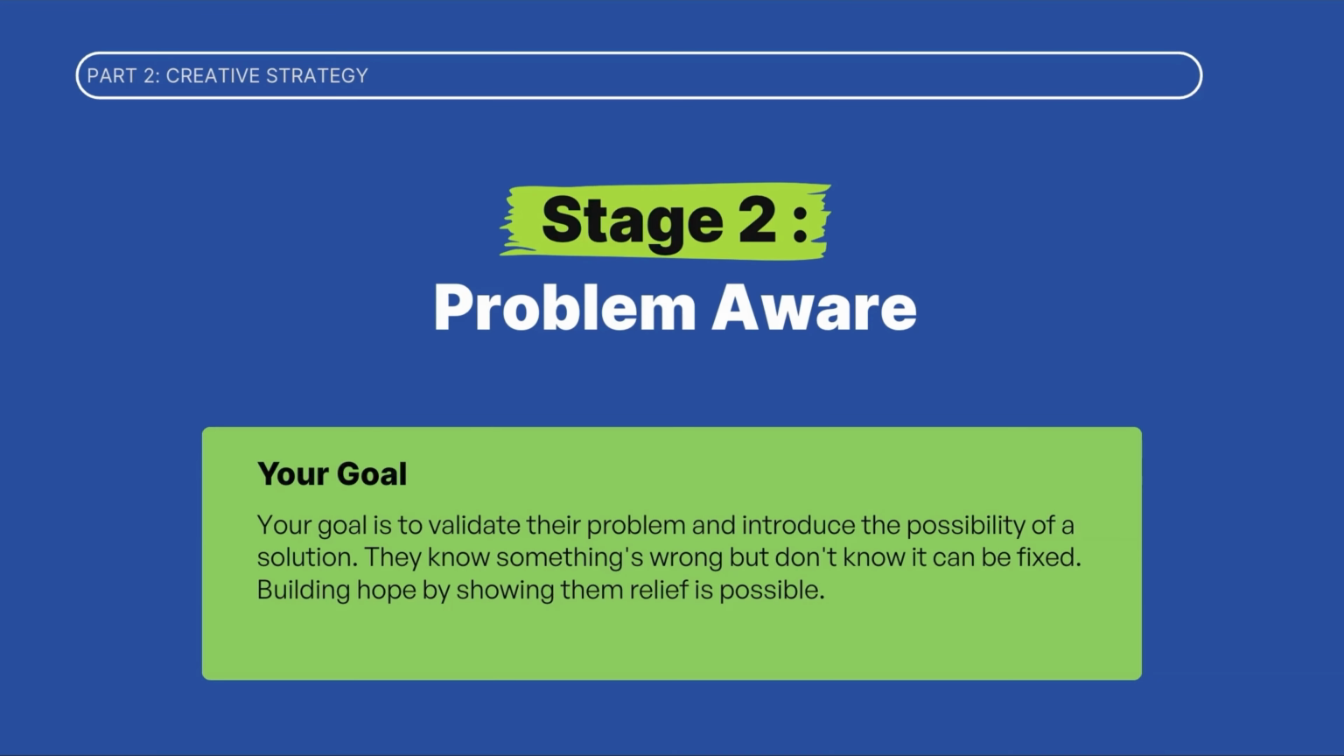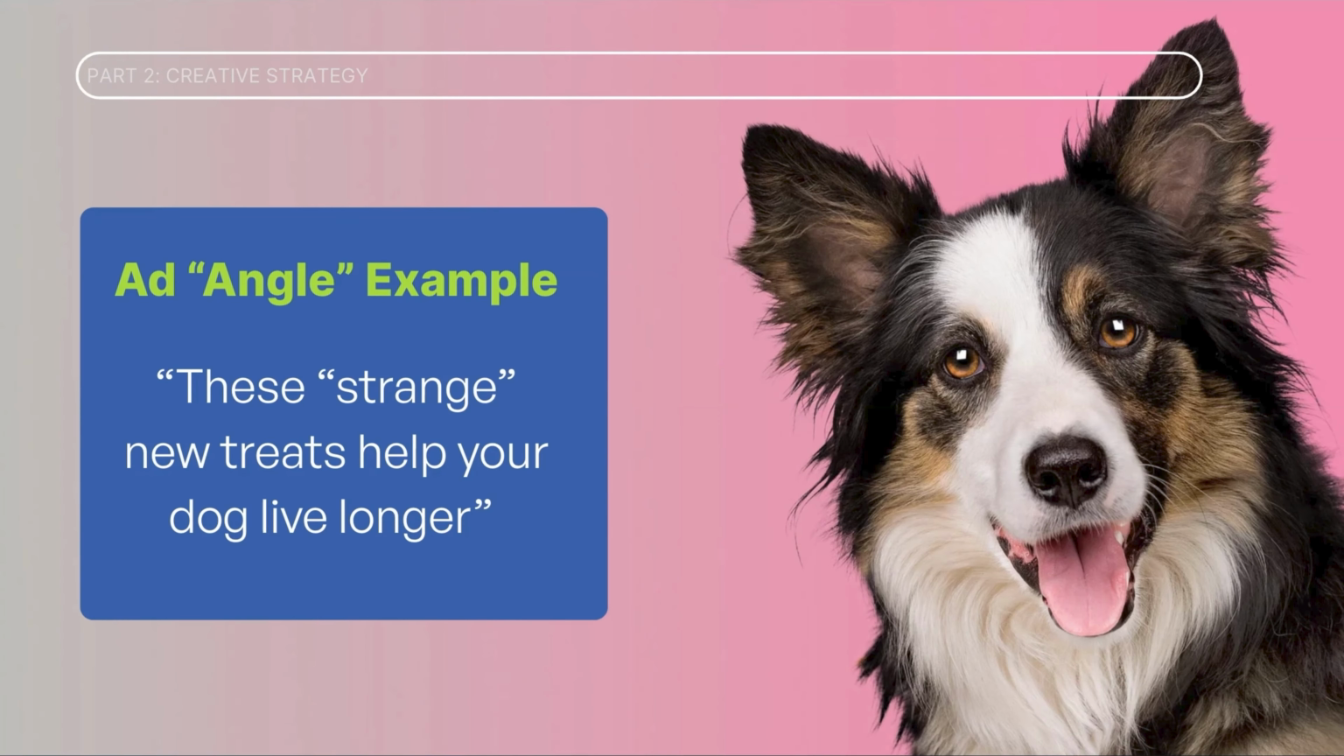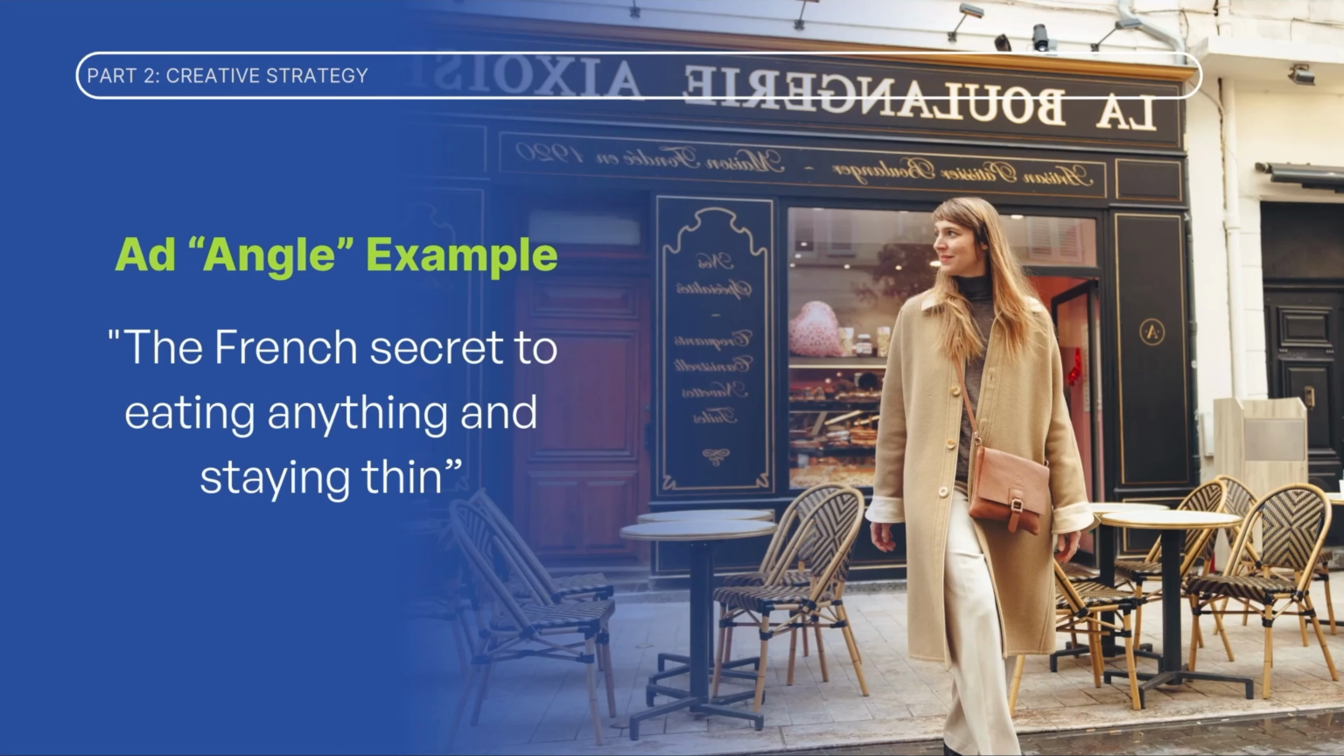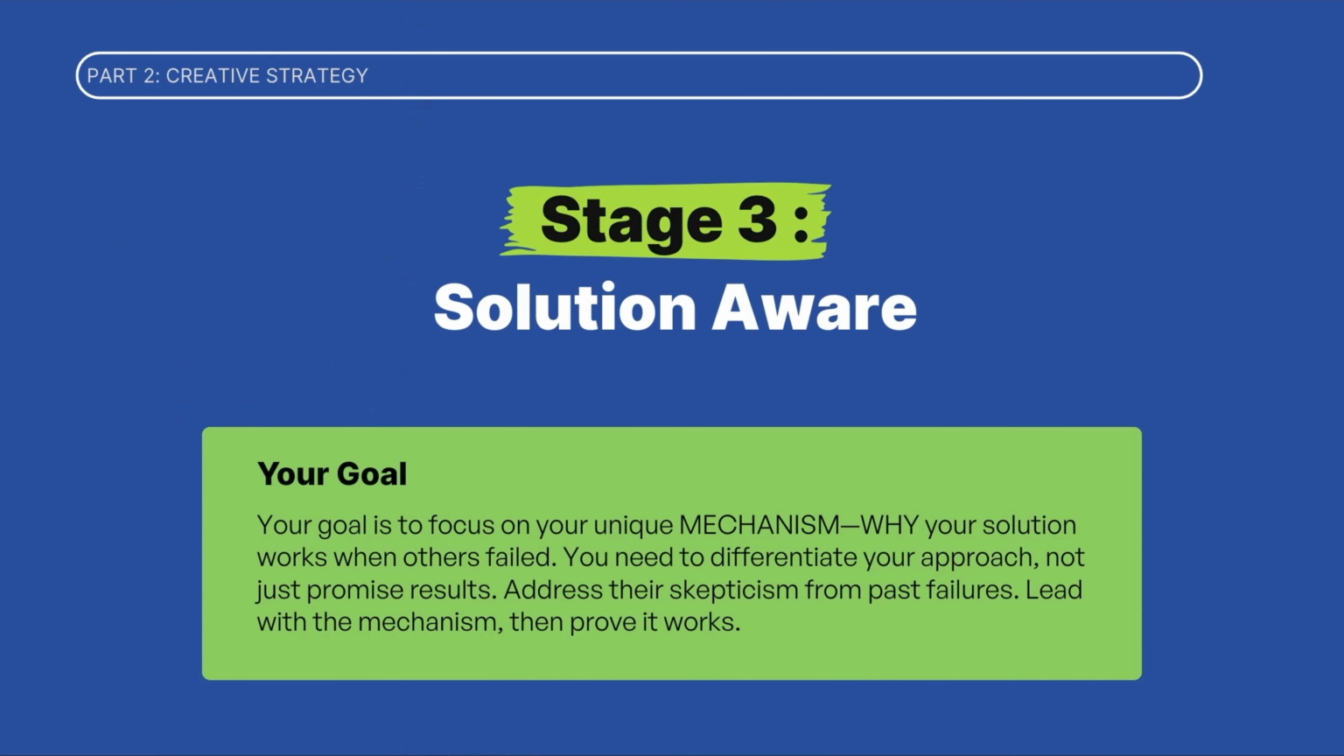Stage 2, problem aware. In this stage, people know something's wrong and they've named the issue, but they don't know how to solve it yet. Your goal is to validate their problem and introduce the possibility of a solution. Some ad examples. These strange new treats help your dog live longer. How to make your meta ads profitable with this unusual creative method. The French secret to eating anything and staying thin. Stage 3.